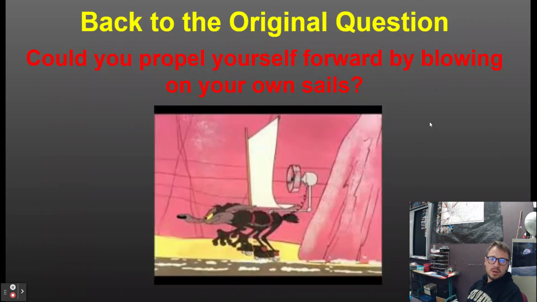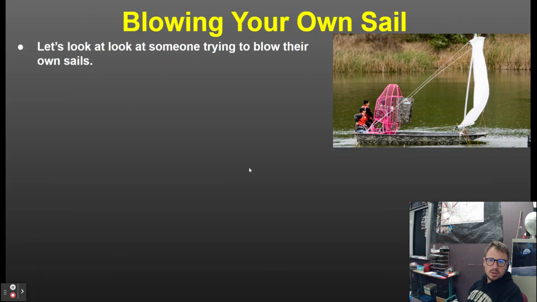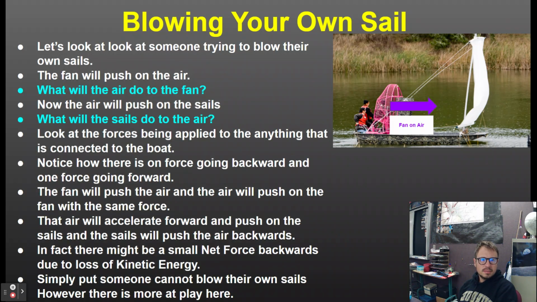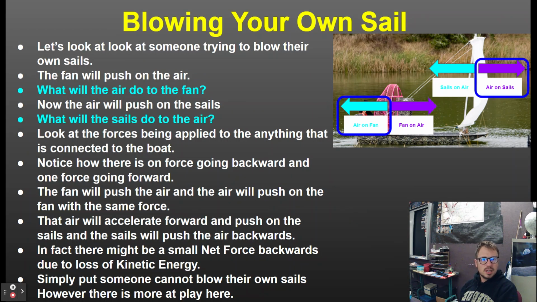Could you propel yourself by blowing on your own sails? So this one's kind of tricky. I put this one at the end because it is sort of a tricky question. The air is going to push on the fan, the fan pushes on the air, the air pushes the fan. This is how a normal boat, like an airboat, works. But if I have a sail, the air is going to push on the sail, the sail pushes on the air. These are the forces that are acting on the boat, and they should cancel out.